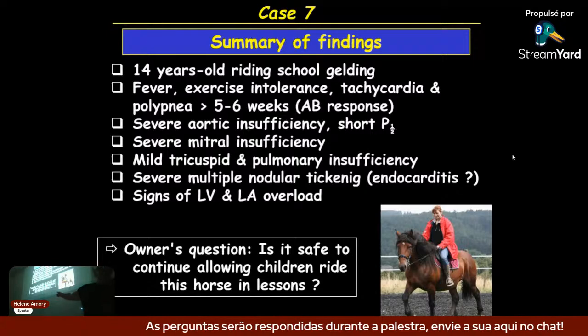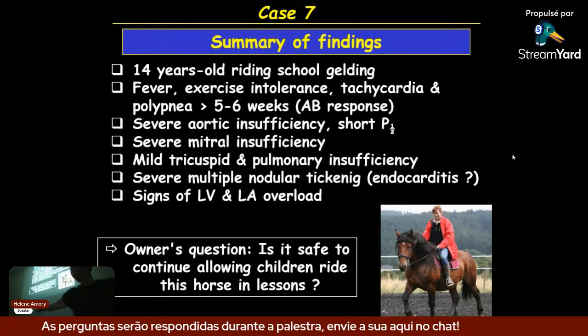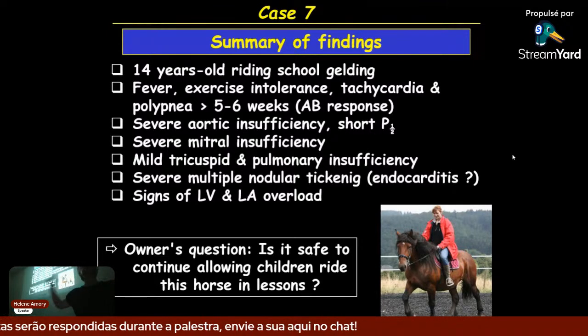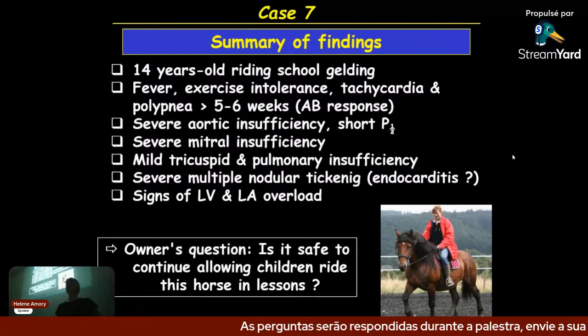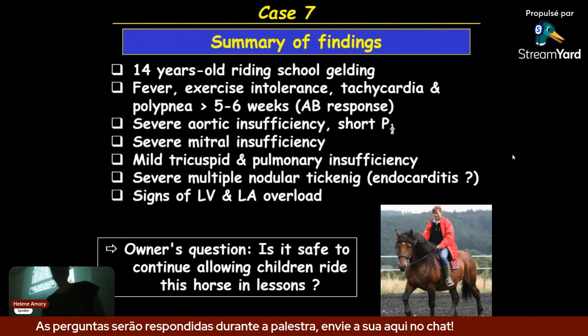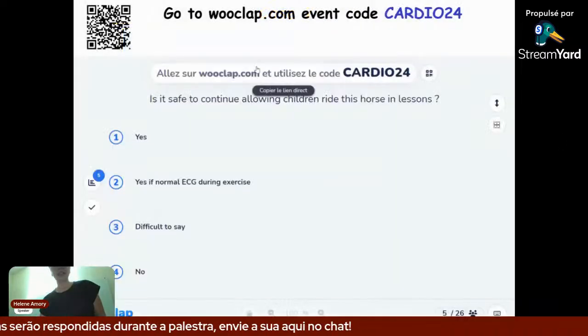He came at the beginning for the respiratory problems and fever. They thought it was a pneumonia or something like that. But when we auscultated the heart, they said, whoa, maybe we are not going to do a radiograph of the thorax. Well, let's see your opinion.